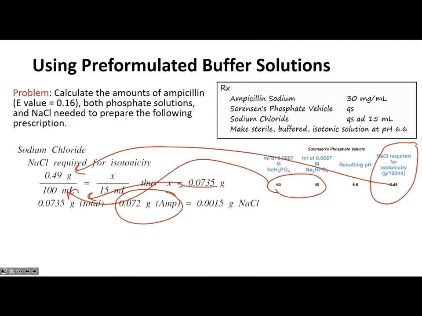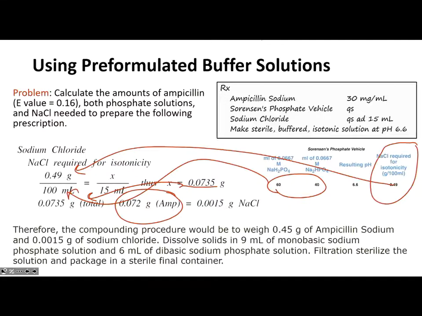So we're done. Do you know how to compound this? What would your final instructions be? Well, let's weigh out 0.45 grams of ampicillin. Do you guys remember where that came from? That gives us the right concentration of our active ingredient. For 15 mils, that's the amount of active drug I need to produce my therapeutic effect. Right? So I weigh that amount. I also weigh 0.0015 grams of sodium chloride because that's the additional sodium chloride I need to adjust the tonicity. So I mix those solids together and then I dissolve them in essentially 9 milliliters of the monobasic and combine that with 6 milliliters of the dibasic, shake it all up and it all dissolves.